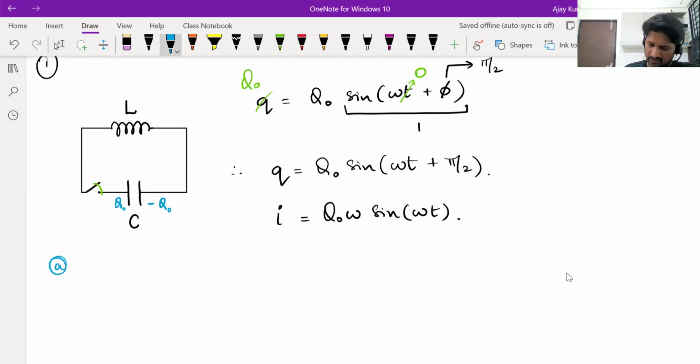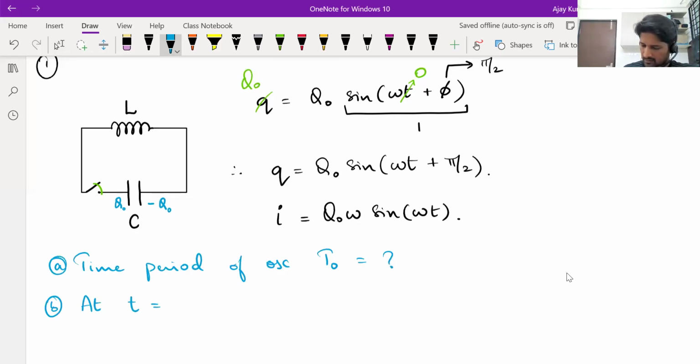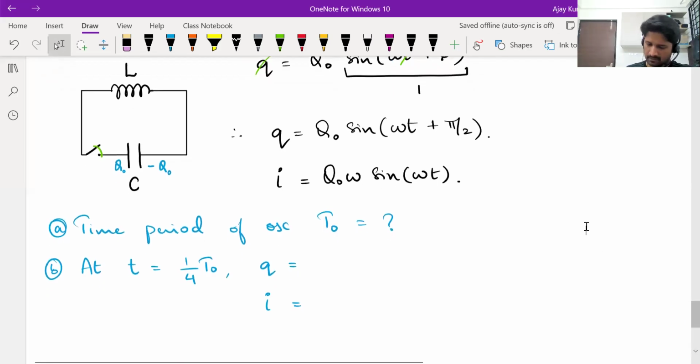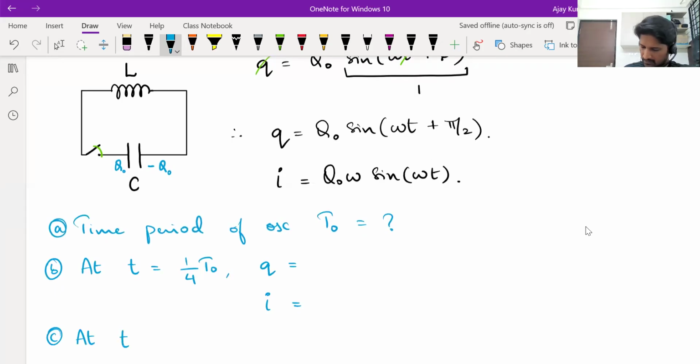First thing, what is the time period of oscillation? This is very easy, direct. Next, at time 1/4 of the time period of oscillation, how much is the charge on the capacitor and how much is the current in the circuit? That's the second part. Then third part, at t equal to, let's say, 1/6 of the time period, how much is the charge on the capacitor and how much is the current in the circuit? Solve all these. Can one of you tell me the time period of oscillation of these functions, this one or this one?